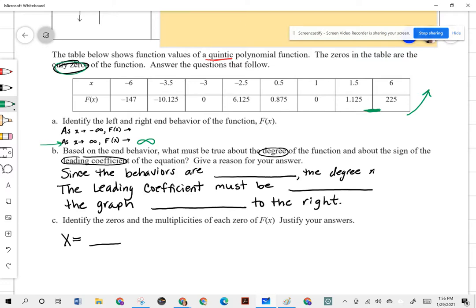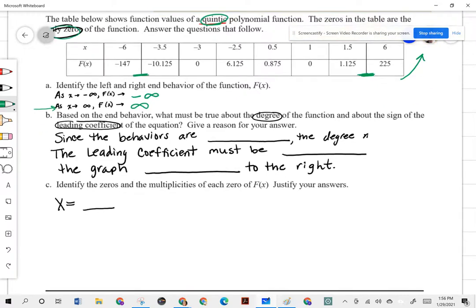And then now we're going to take a look at the left side. We know that it's quintic, it's odd, it should be opposite, but let's just confirm that. So let's take a look here. We're going from negative 10 to negative 147. So it's safe to assume that as x goes to negative infinity, y is also going to negative infinity.